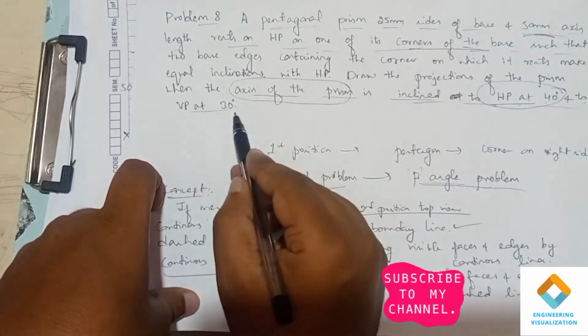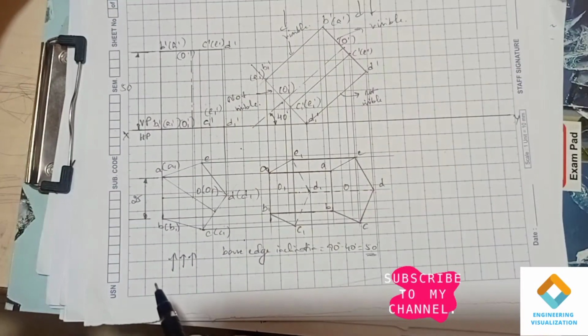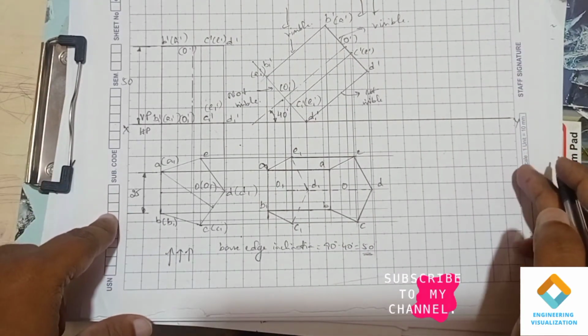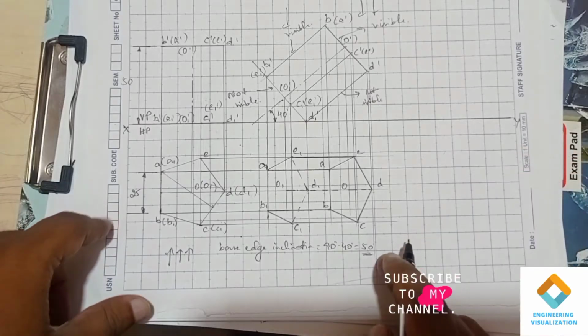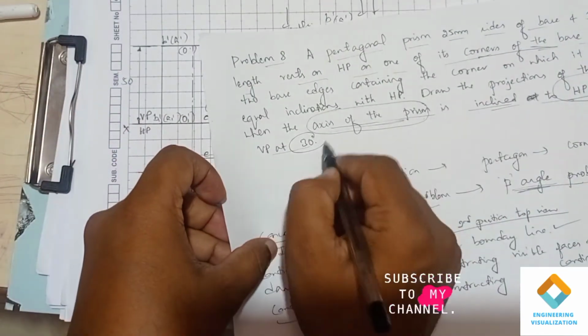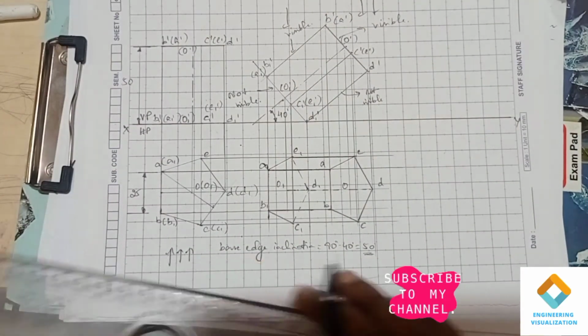Because they have given the axis of the prism is inclined to HP at 40 degree and to VP at 30 degree. So for that angle line we have to draw like this. From their reference point I'll consider and draw an angle line for 30 degree. So inclination to VP they have given in the question, it is 30 degree.